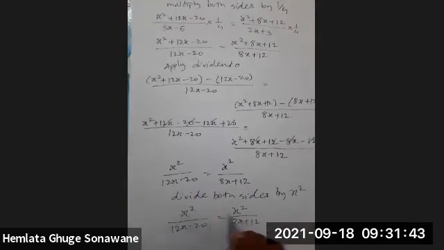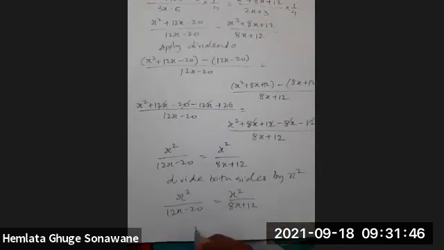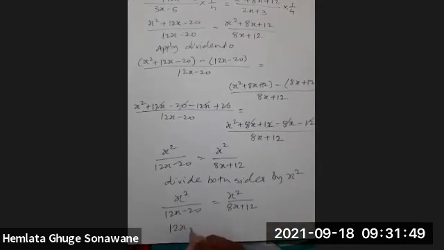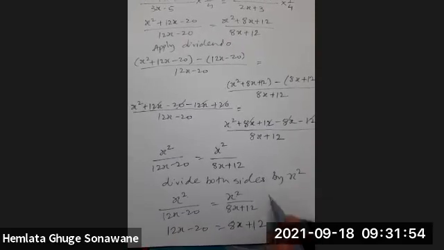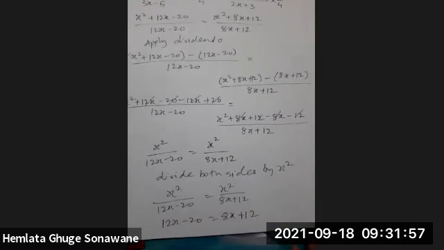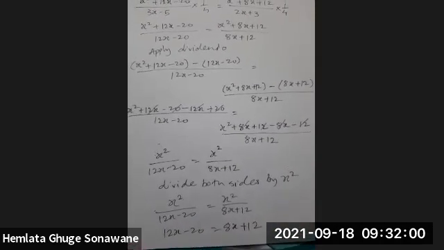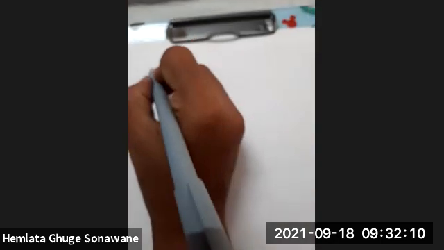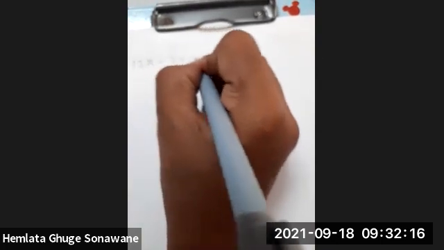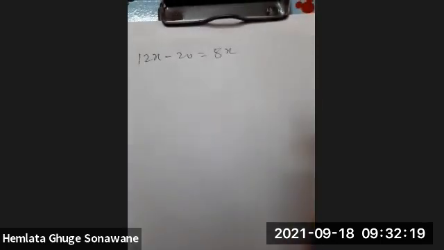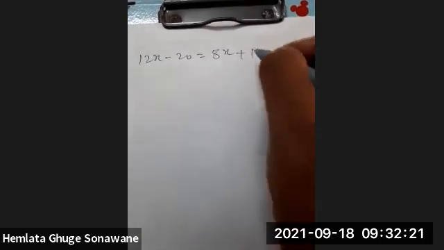So this x square gets cancelled if we divide by x square. So what remains here? 12x minus 20 is equal to 8x plus 12 after dividing both sides by x square. Now we'll simplify this. 12x minus 20 is equal to 8x plus 12 we have got.